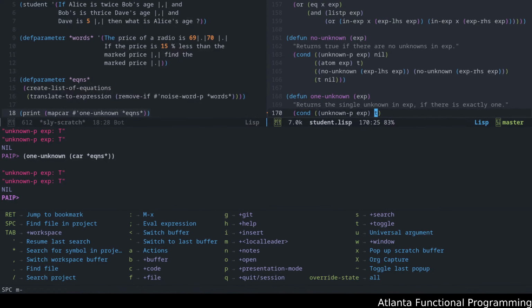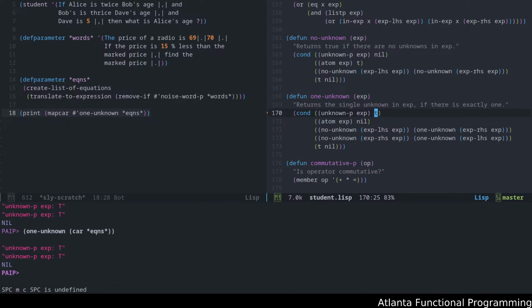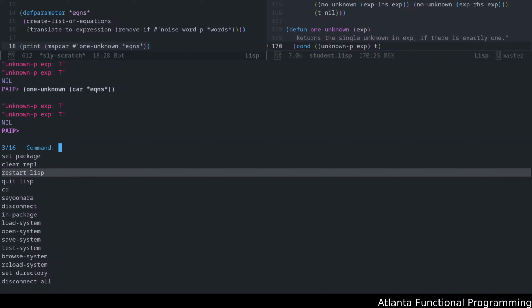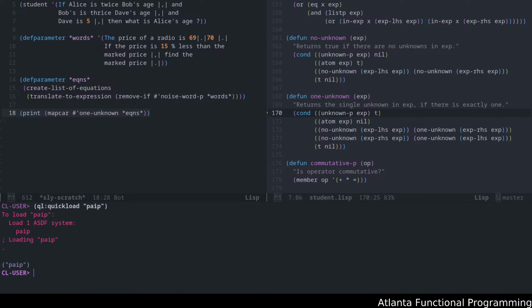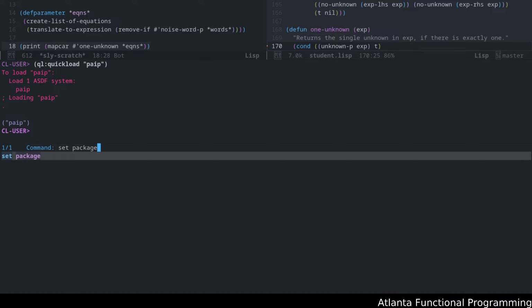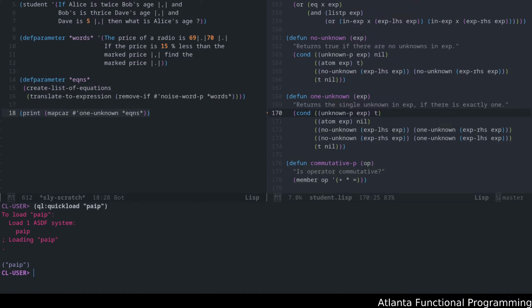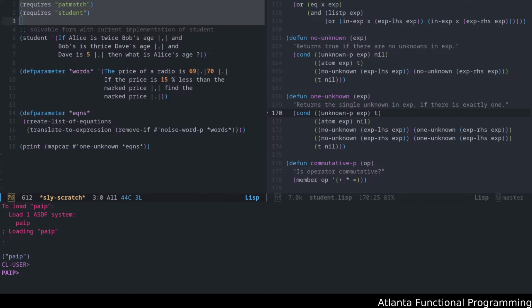Let's see. CF. I compiled it. Okay, I'm restarting my Lisp. It looks like something got messed up. Okay. Load this. Set package. PIP. Okay. Go here. MCR. Okay. Good.